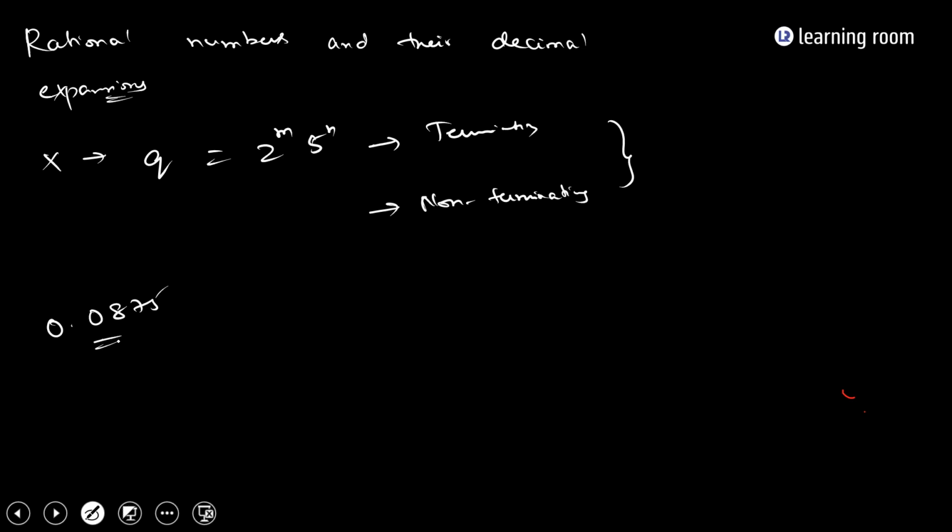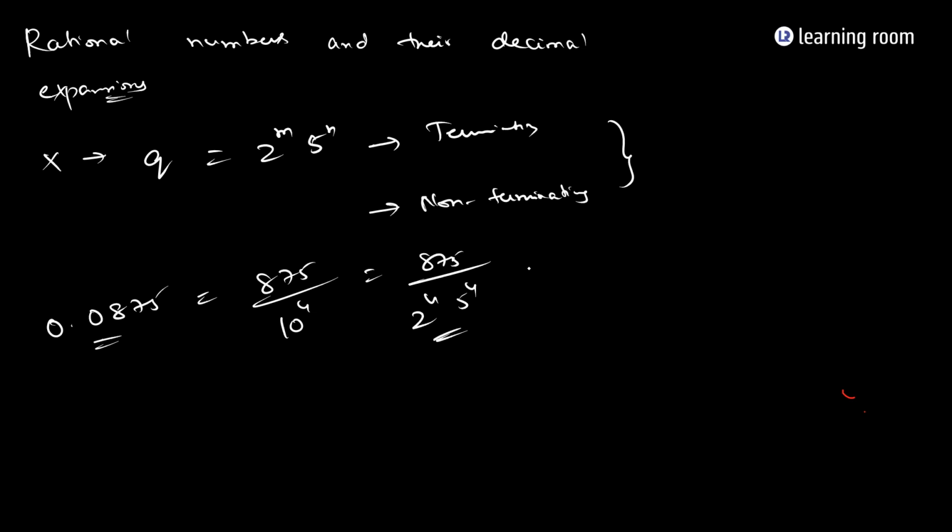875 divided by 10,000. 10,000 is going to be 10 power 4. So 875 divided by 10 power 4. How can you write this 10 power 4 as? You can write it as 2 power 4 into 5 power 4. Can I? Yes, sir. So that's the logic. Right. So you're able to do this.